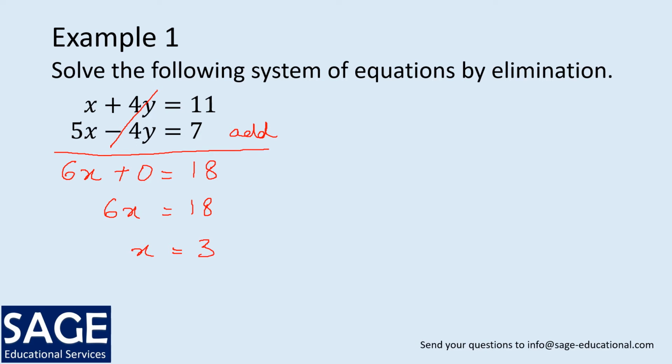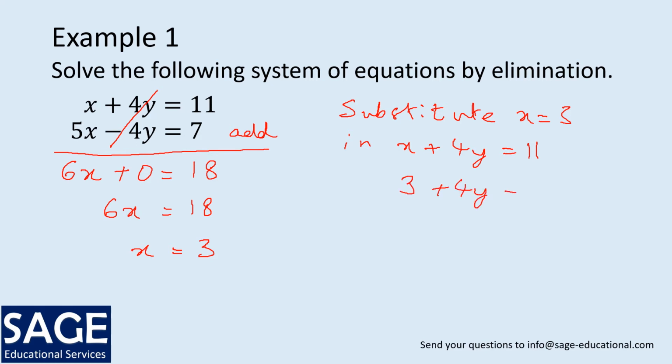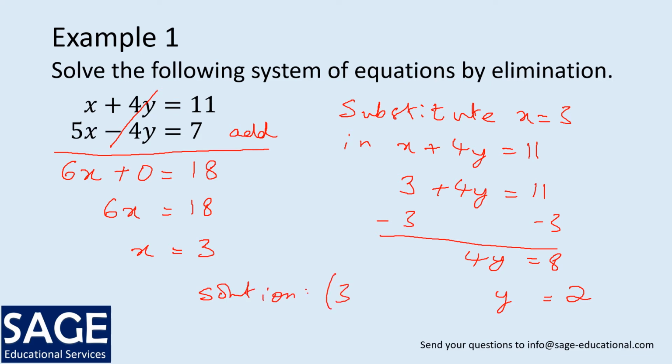Now what I can do with this x is equal to 3 is substitute it into either of those equations. So let's substitute in the first equation. Let's substitute x is equal to 3 in x plus 4y equals 11. Substitution means that I'm going to replace that x by 3 and solve for y. So subtract 3 from both sides. That gives me 4y is equal to 8, and that gives me y is equal to 2. So the solution to this system of equations is the point 3, 2.